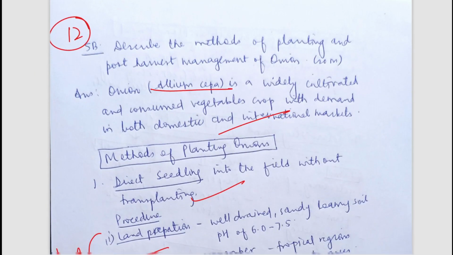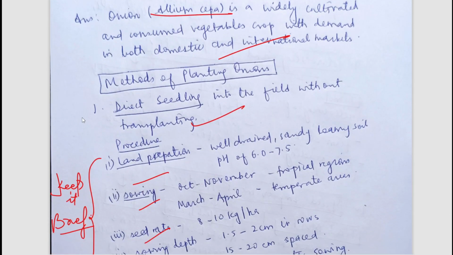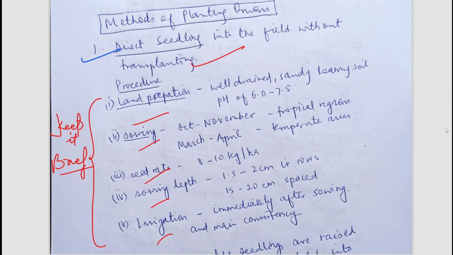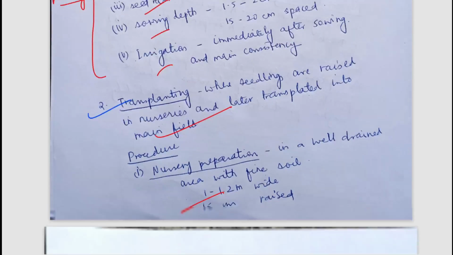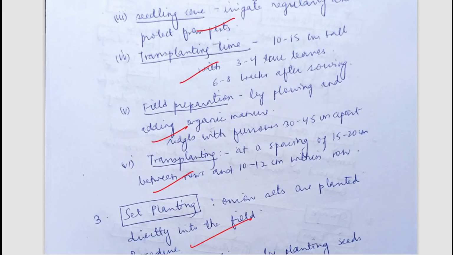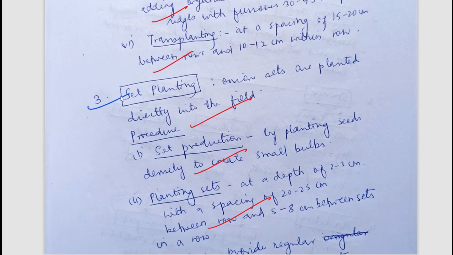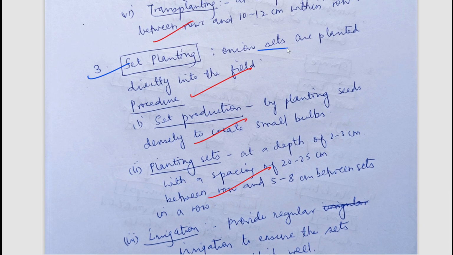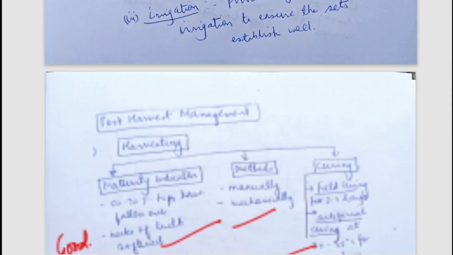And the next question was, describe the methods of planting and post harvest management of onions. So you can see what the methods of planting are. Either we can plant using direct seeding, the procedure has been mentioned, you can pause and read it. Or we can plant using transplanting, again you can see the procedure has been mentioned. Or we can use set planting. We can also do set planting, where onion sets can be directly planted into the fields. And again you can see the procedure has been mentioned, so a very well structured answer.